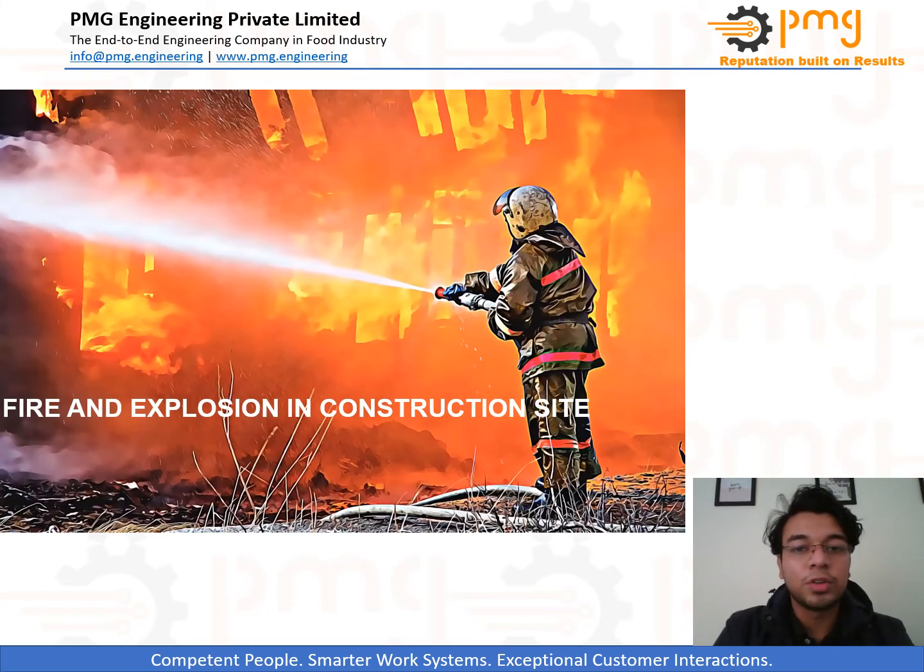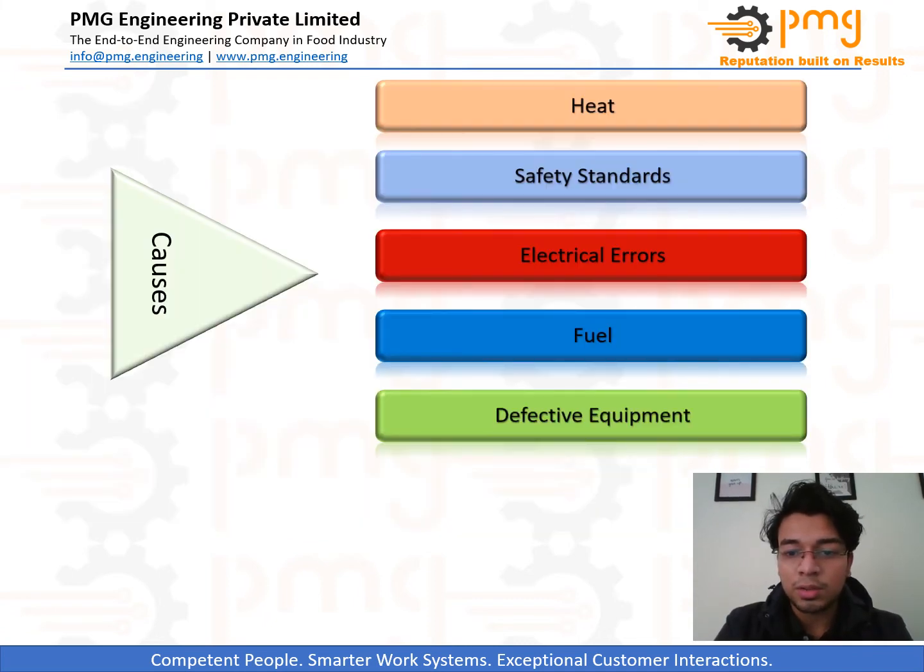So finally, moving on to the final agenda, that is fire and explosion on a construction site. Workers can suffer catastrophic injuries or even death in a construction site fire or explosion. Fire and explosion, if they occur, will surely lead to a major loss. So let's understand what the causes of fire and explosion are.